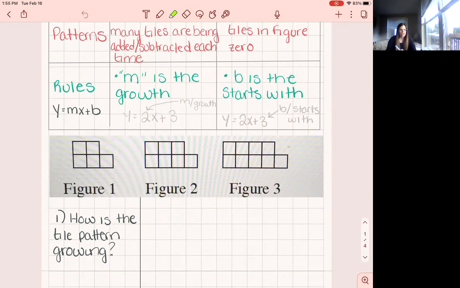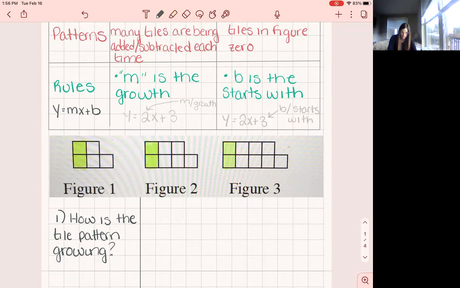For me, what I see is I see 2 tiles being stacked on the end every time. So I see that these are new tiles, so I'm going to color those. Then when I move to figure 2, I add 2 more new tiles to the end right there. And then as I move to figure 3, I add 2 new tiles to the end there. So this is how, if I ever say show the growth in the pattern, that's what you'll do. You'll highlight or you'll color the tiles that are new, where the change is happening.